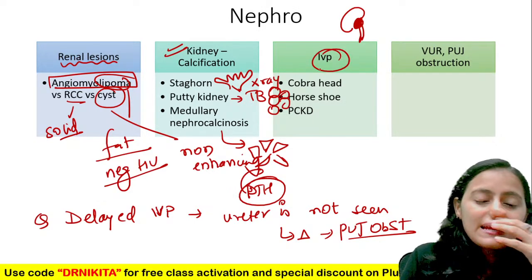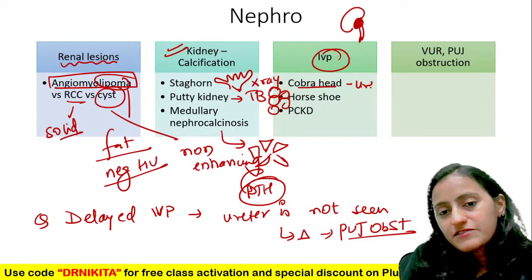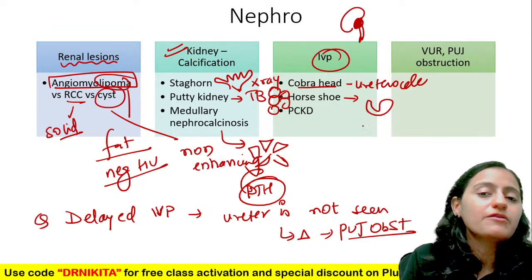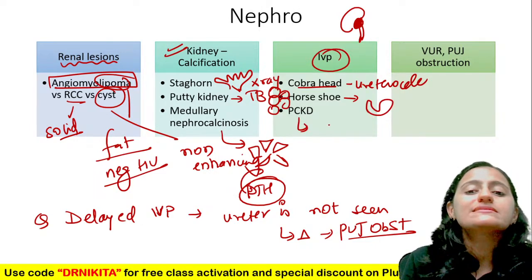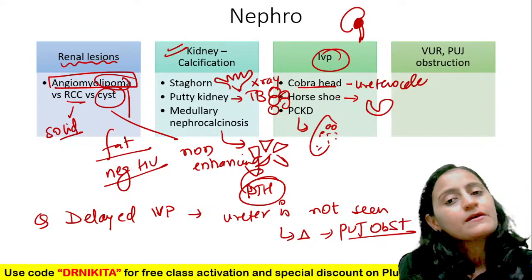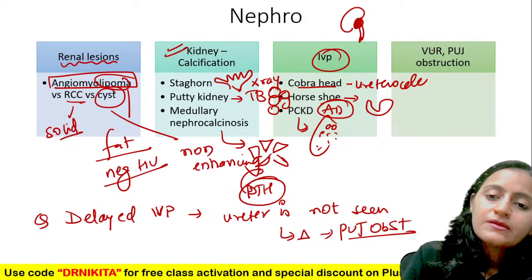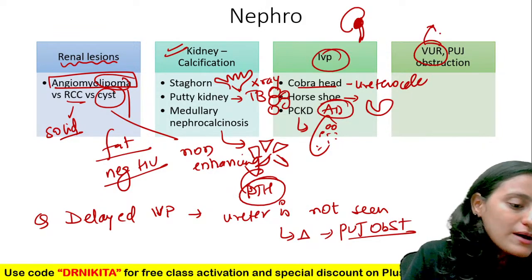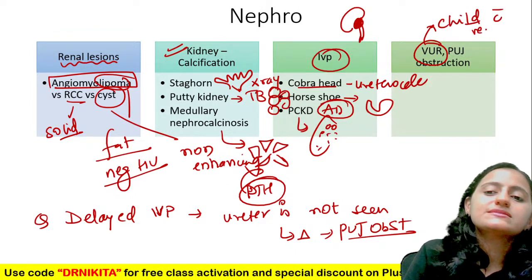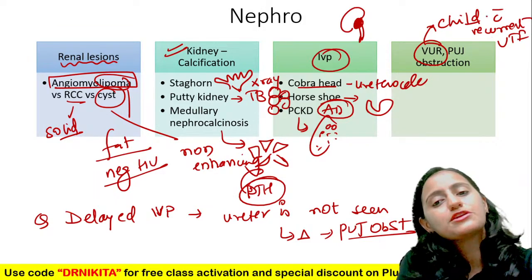IVP appearances are important. You have a cobra head appearance, which is seen in ureterocele. Horseshoe kidney is frequently asked, and polycystic kidney disease, an enlarged kidney with multiple cysts, is what you have with ADPKD. What history do you have in VUR generally? In VUR, generally the history is a child with recurrent UTI.